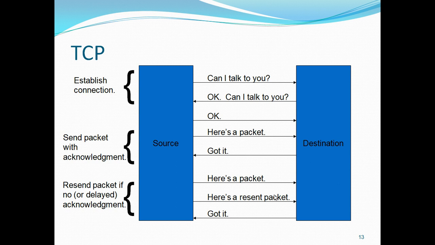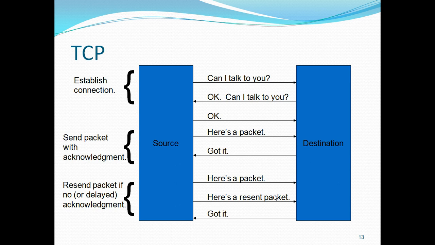In order to connect to the destination, first the source will need to know whether the destination is ready to accept the data. For that purpose, the source will ask, "Can I talk to you?" If the destination is free, the destination will reply to the source's request, "Okay, can I talk to you?" Then the source will also reply, "Okay."